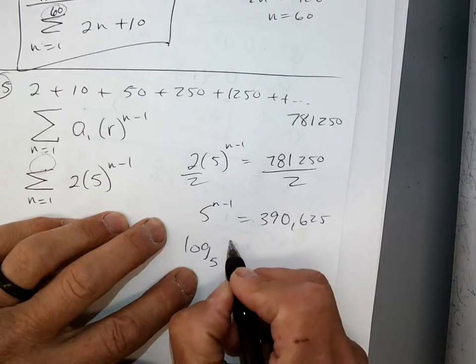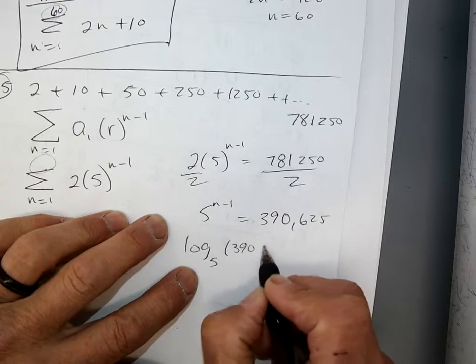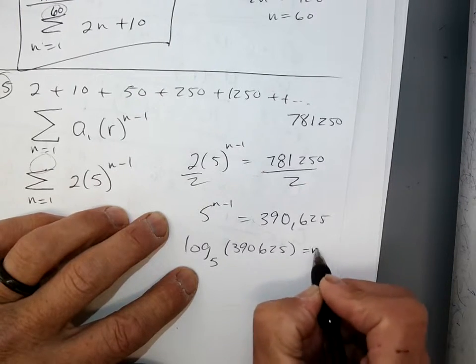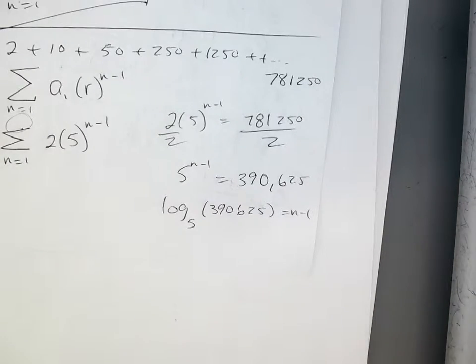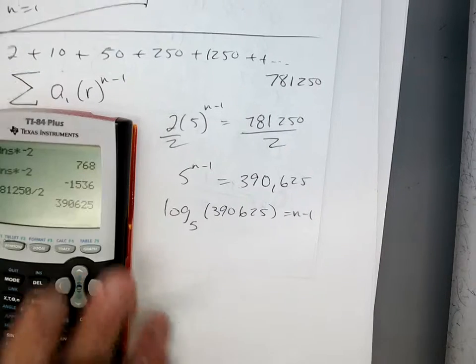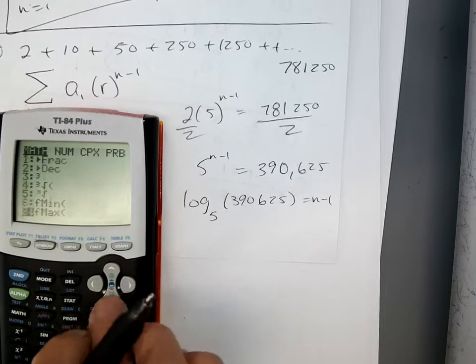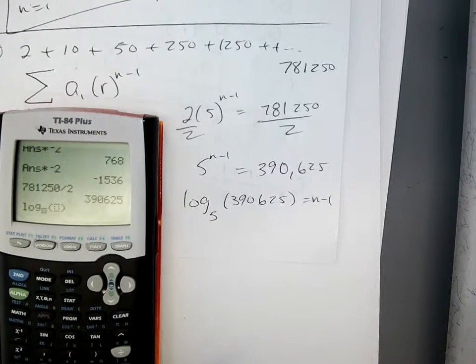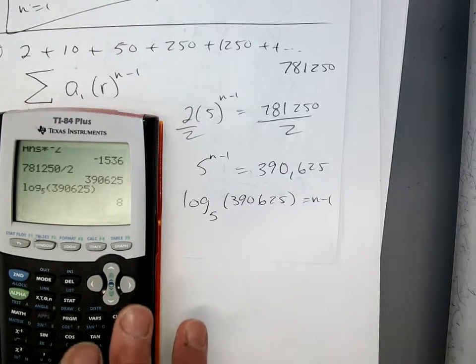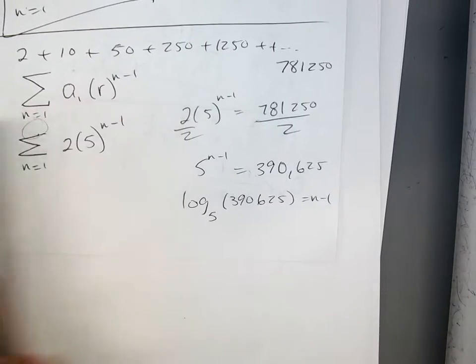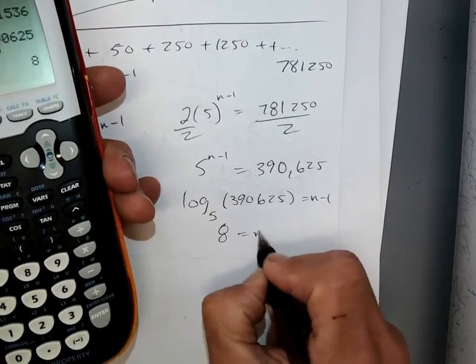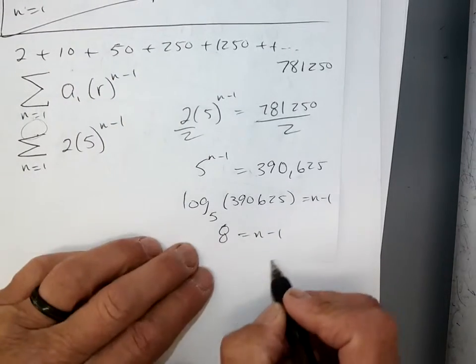base 5 of 390,625 will equal n minus 1, okay? So I just changed it to logs, right? Log base 5. And in my calculator, we got that log base thing. So I go to my math. Remember how we did it? Math. We're going to go all the way down to my log base 5, log base 5 of 390,625. And I get an answer of 8. So 5 to the 8th power is that, okay? So we get 8 equals n minus 1. n is 9, right?